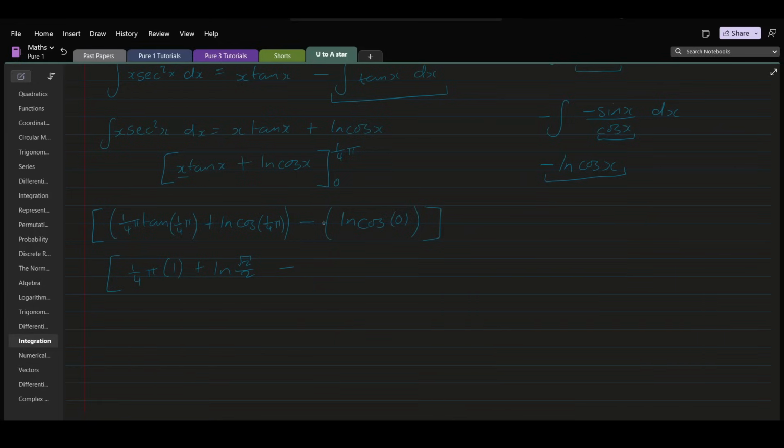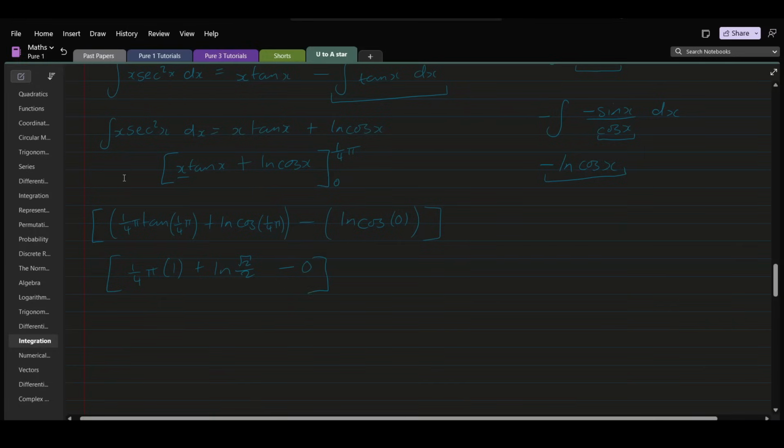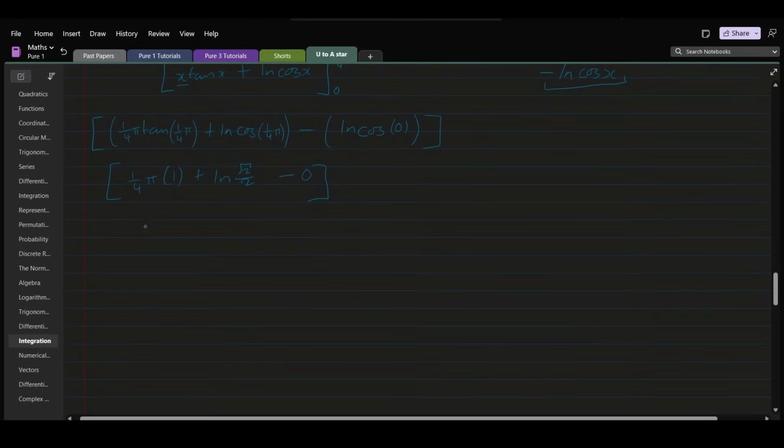Cos 0 is equal to 1, and we know that ln 1 is equal to 0. So this will still just simply be 0. And now let's simplify this. Our final answer would be 1 over 4 pi plus ln root 2 over 2.